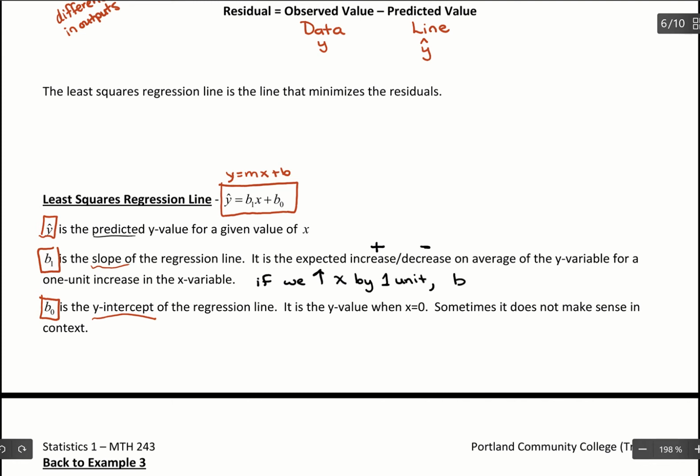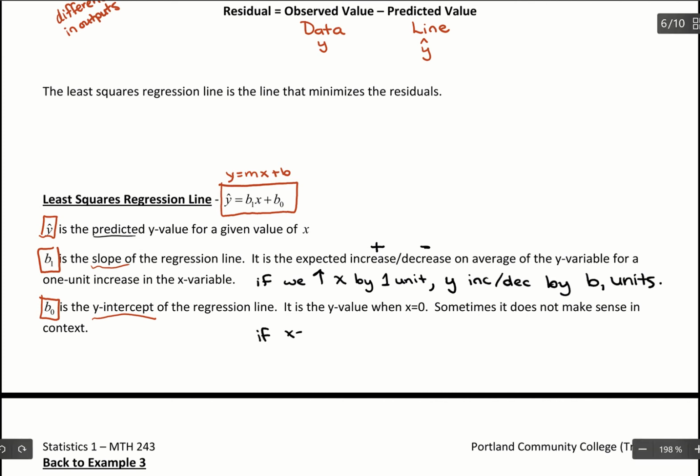then slope, that b1, is the, or actually, let me change that a little bit. We would say y increases or decreases by our slope units. So use this form to help you make a sentence for describing slope, and we'll do that as an example on this next page. And then Y-intercept is describing what happens when x is 0.